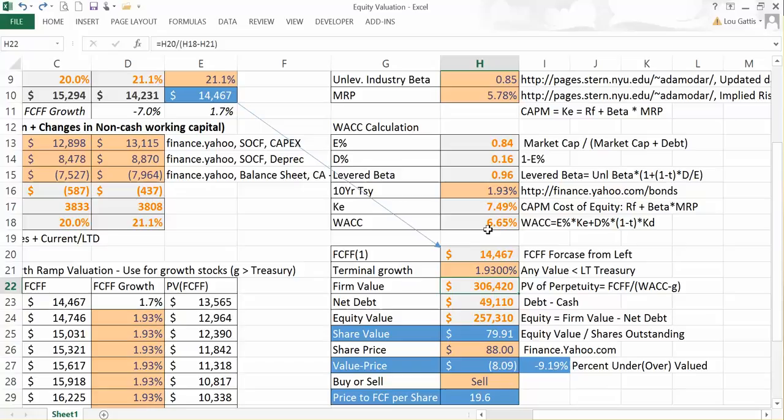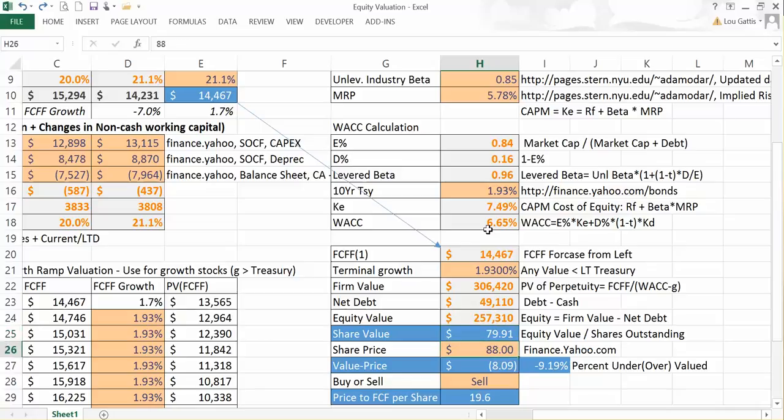So this gives me an estimate of the total firm value of Walmart. Now this is total firm value, meaning the value of debt and equity of the firm, total assets. I'll subtract out the net debt of Walmart, which would be their debt minus cash. So they have $49 billion of debt over the value of their cash. So the value of equity would be the total value of the firm minus the value of debt. So I think the stock should be worth $257 billion. Divide by my 3 billion shares, and that says that my intrinsic share value for Walmart is about $79.